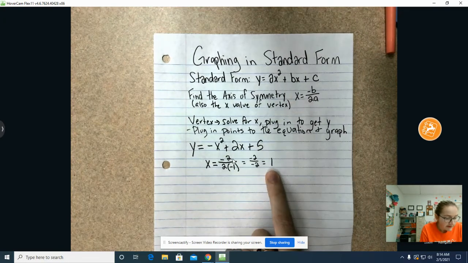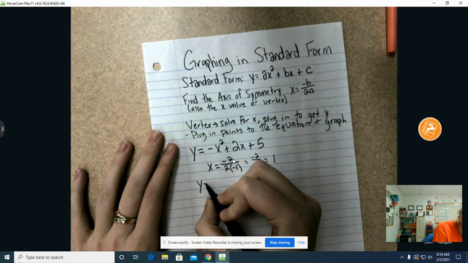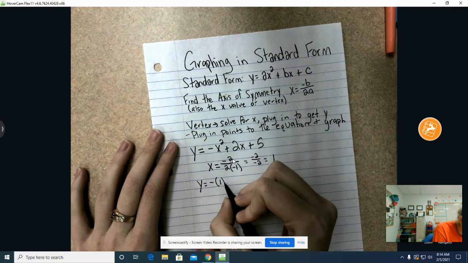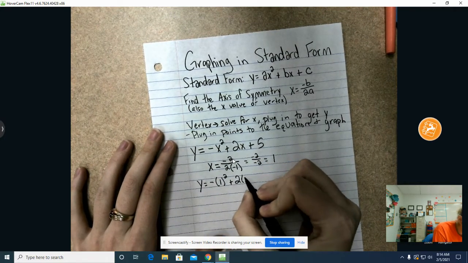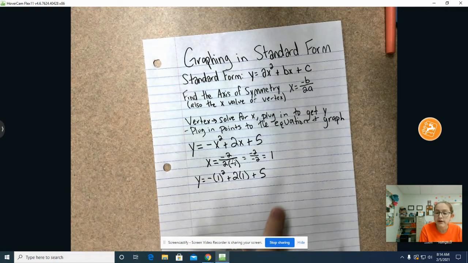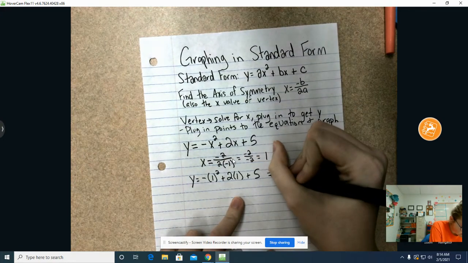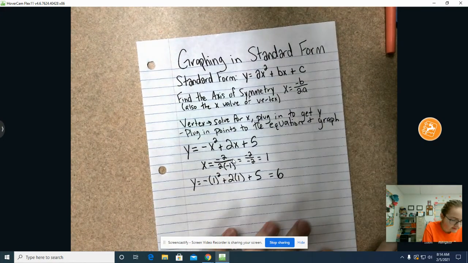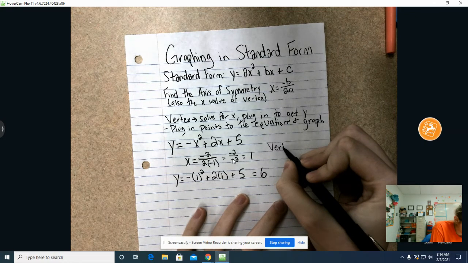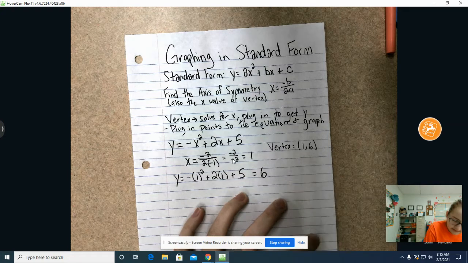So now that I have my x value, I have to find my y value. So I'm going to have y equals negative 1 squared plus 2 times 1 plus 5. You would plug that into your calculator, making sure you're using your parentheses when you need to, and that's going to give you y equals 6. So that means my vertex for this one is 1, 6.